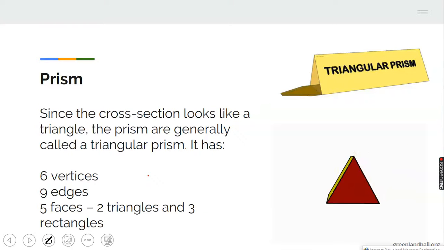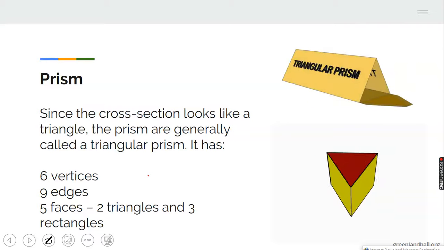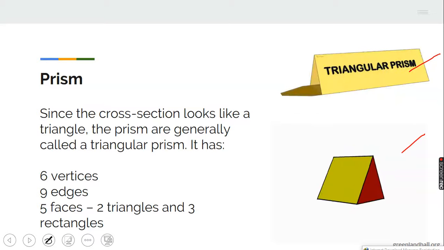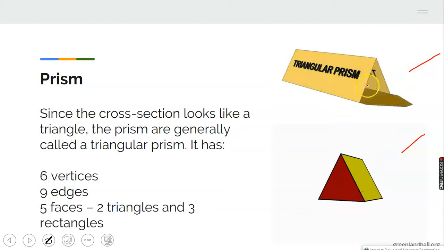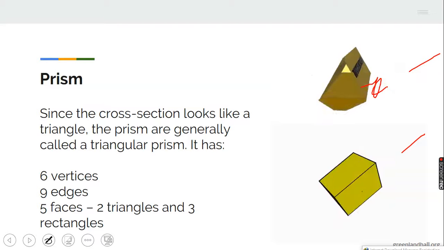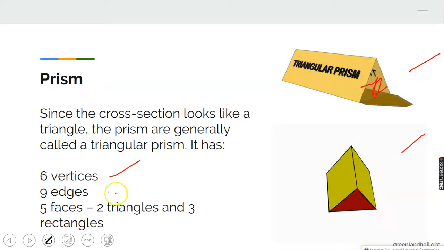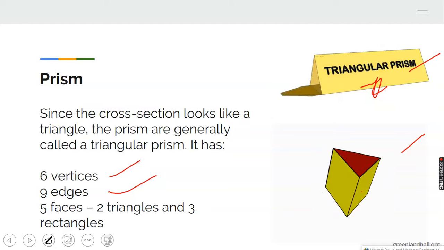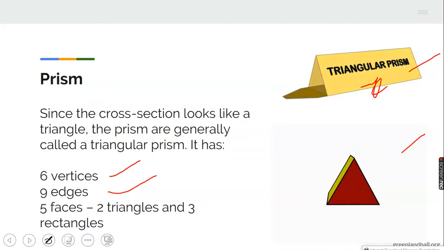Alright? Let's look at prism generally. Now this is a triangular prism. As you can see here and here, triangular prism. Why do we call it triangular prism? Because if you look at it from this point, it has a triangular shape. And for a triangular prism, it has 6 vertices, 9 edges. It has 5 faces. 2 of them are triangular.